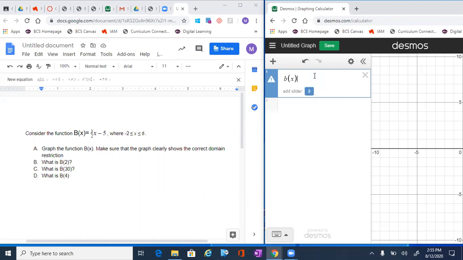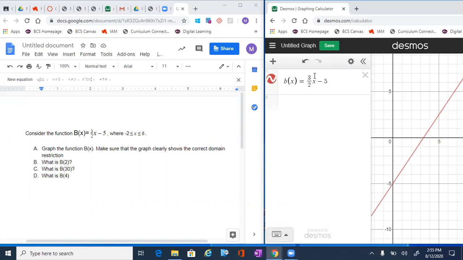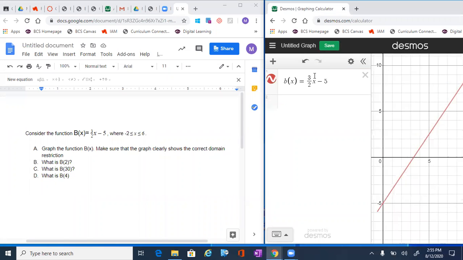Once you've got that, you'll notice that nothing's going to pop up quite right yet. And I'm going to type in the fraction 3 over 2 over x minus 5. What you should start to see is this line that shows up.